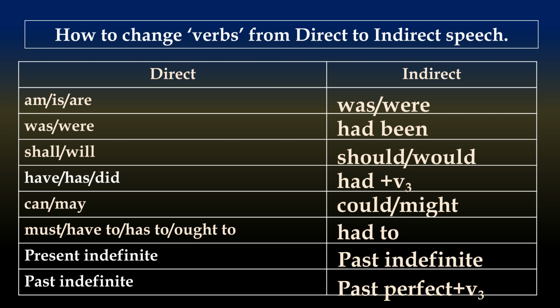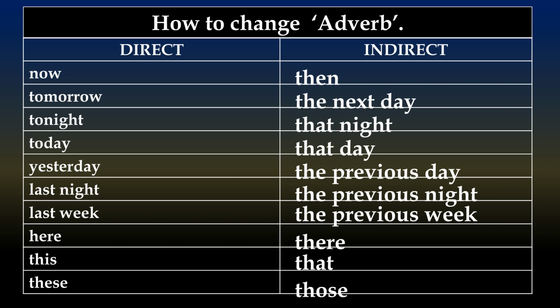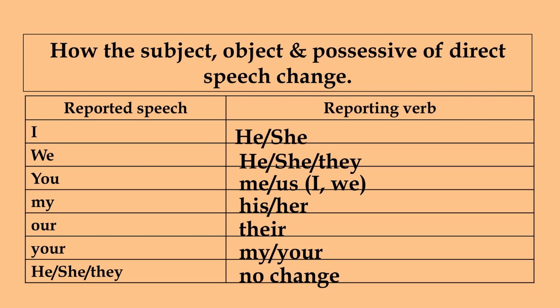Here is how to change verbs from direct to indirect speech, including modals and tenses. This table shows how adverbs change from direct to indirect speech, such as now changing to then and today to that day. The subject, object, and possessive pronouns also change. For instance, I in reported speech changes based on the reporting verb subject, becoming he or she.